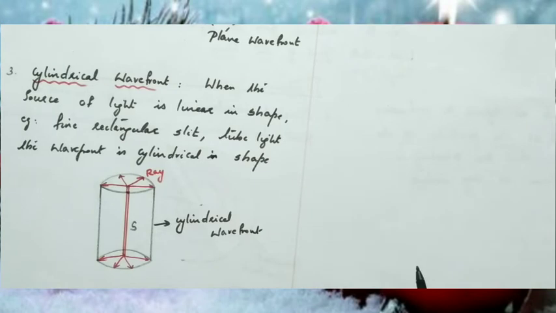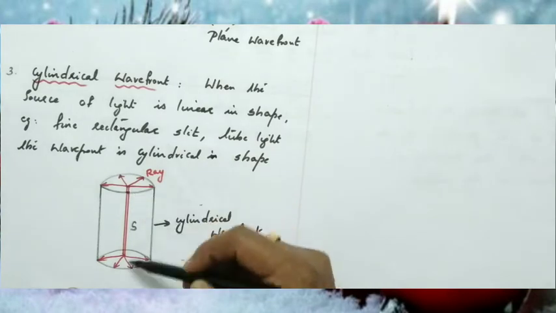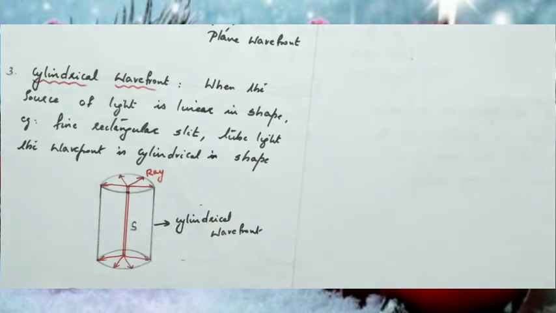Thus there are mainly three types of wavefronts: spherical wavefront, that means around a point light source; plane wavefront for a distant light source; cylindrical wavefront for a linear light source. Okay, children.